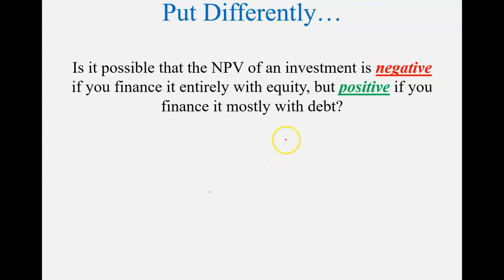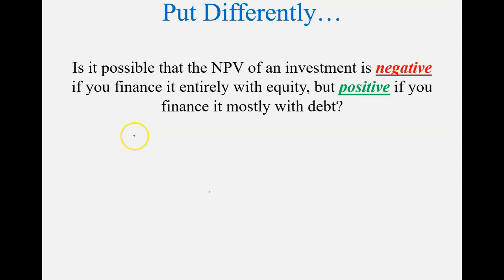Another way of saying this is, is it possible that the NPV of an investment is negative if you finance it entirely with equity, but it's positive if you finance it mostly with debt? Is that even possible? Because if that is the case, then what we're really saying is that changing the right-hand side of the balance sheet, which is the capital structure, can change the NPV of an investment. And if that's the case, then what we really want to find out is, is there a point where the NPV is maxed by changing the capital structure? In other words, can we change the capital structure to minimize WACC?